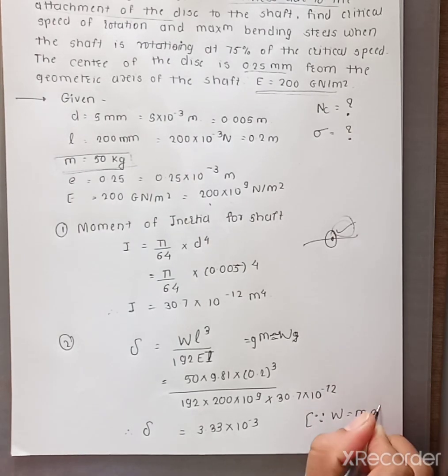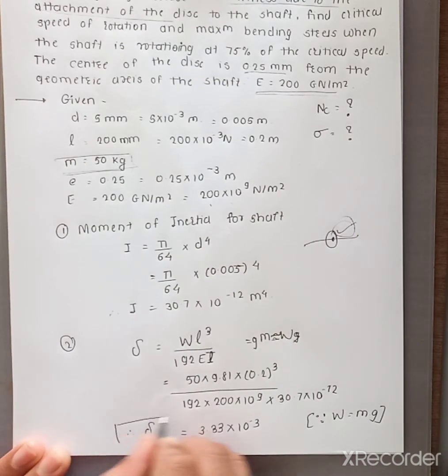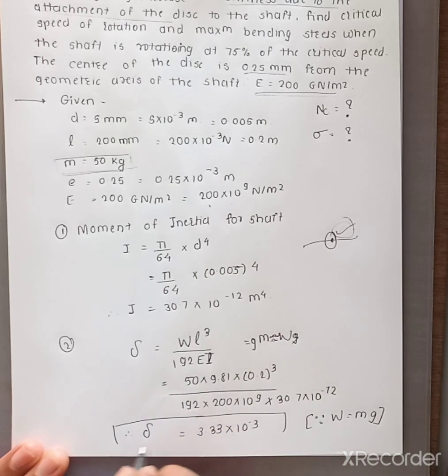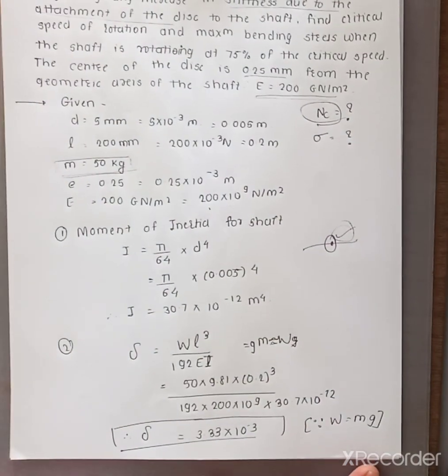Mass into gravitational acceleration. Now we have found the static deflection. Now what do we have to find? Critical speed, that is NC. We will move towards the next derivation, that is NC.